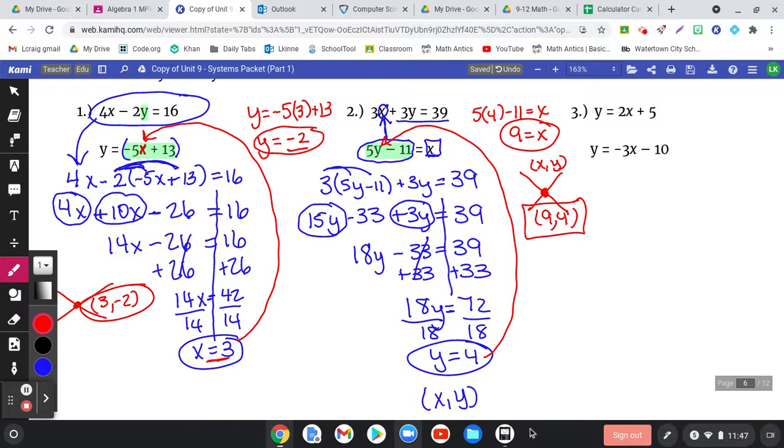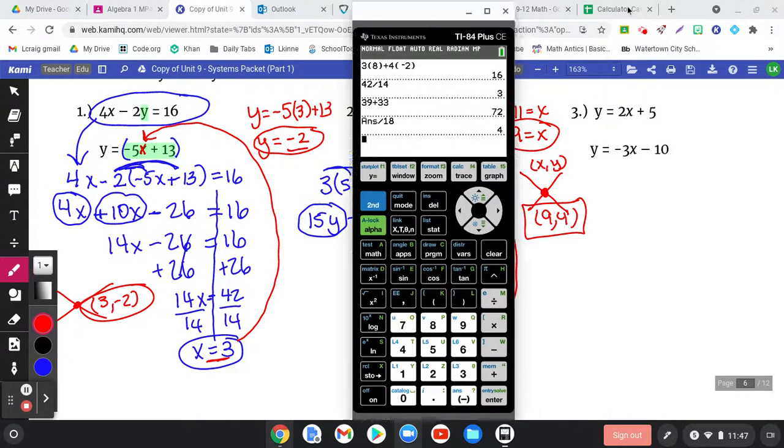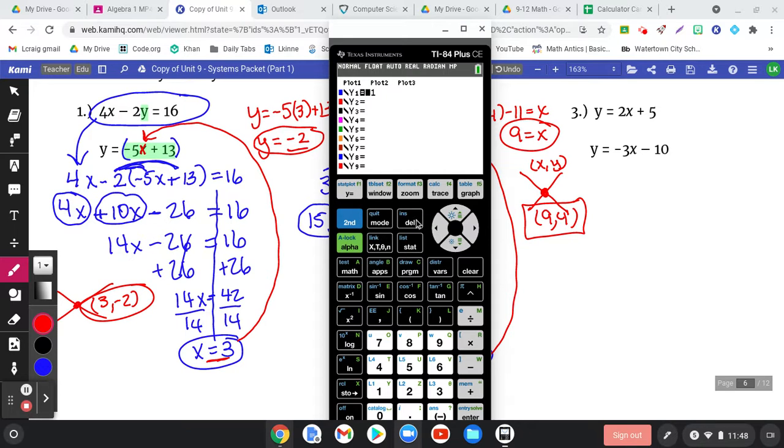Now with this one, they're already solved for y, so we could quickly look to see if we can see the equation, or see the graph. 2x plus 5, and then negative 3x minus 10. If you started with a minus sign, it wouldn't work out. Okay, if it's the first sign, it's negative. If it's in the middle, it's a minus.